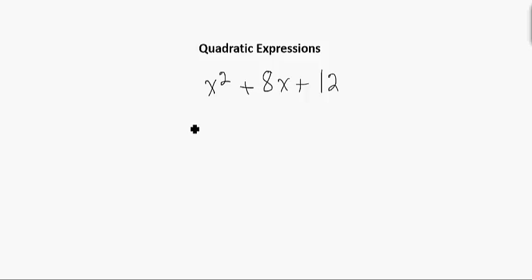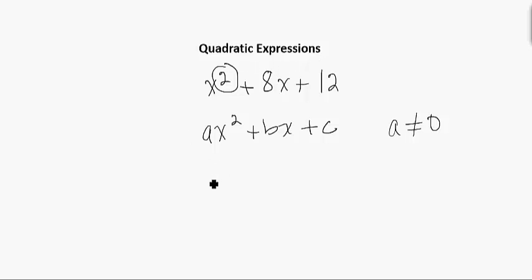A quadratic expression is an expression of the form ax squared plus bx plus c, as long as a is not equal to 0. Because if a was equal to 0, then this would no longer have the squared term. And the squared term is what makes this a quadratic equation. So we call this our degree, or the largest exponent here is a 2, and that's what makes this quadratic.